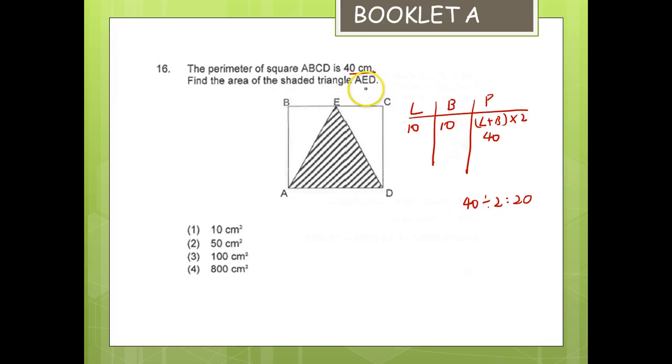Right? My length and breadth is the same, so it's 10 and 10. Find the area of the shaded triangle. So I know this is 10. My height is also 10. So it's half times 10 times 10. And the area of the triangle AED is 50 cm square.